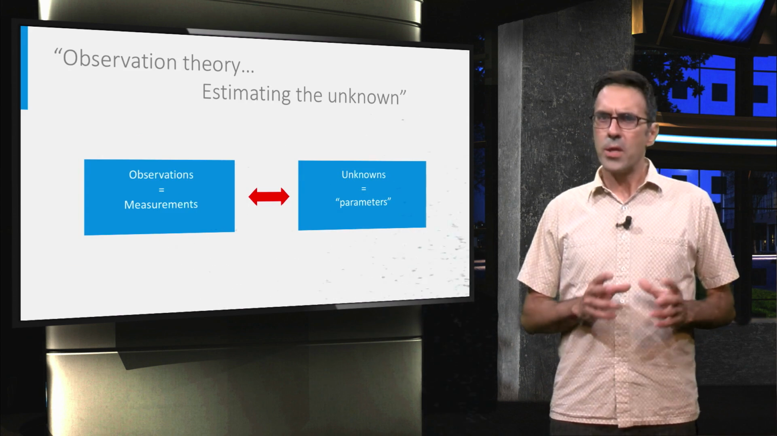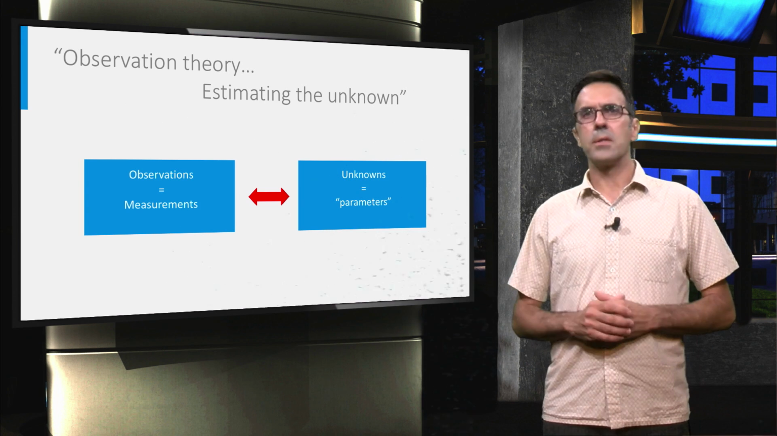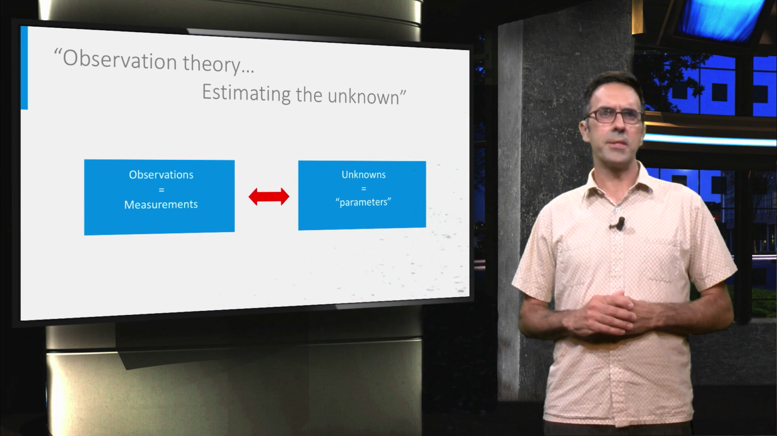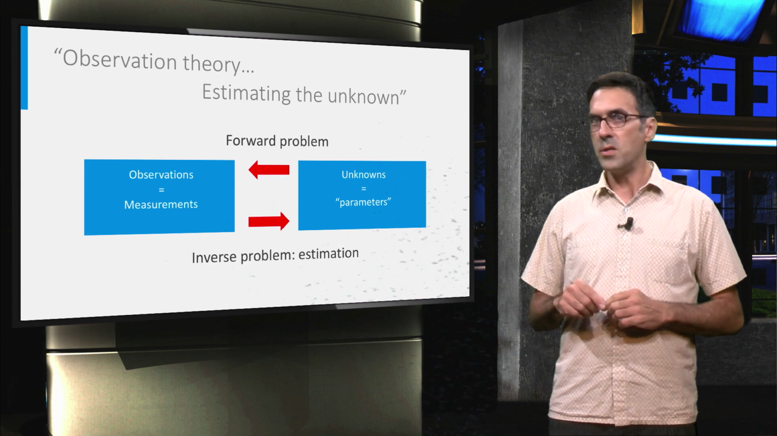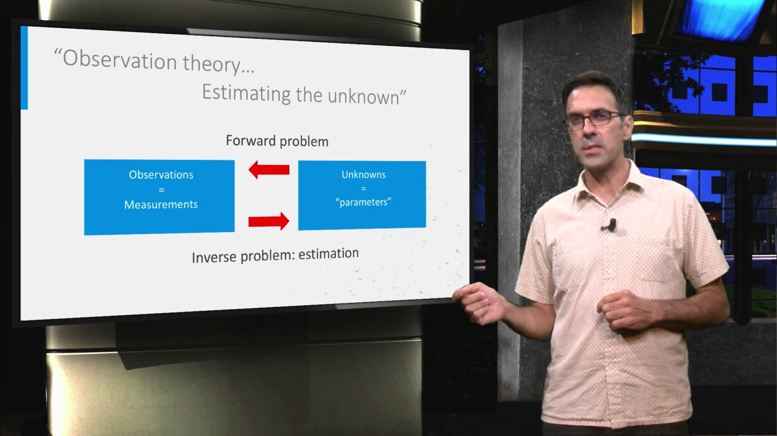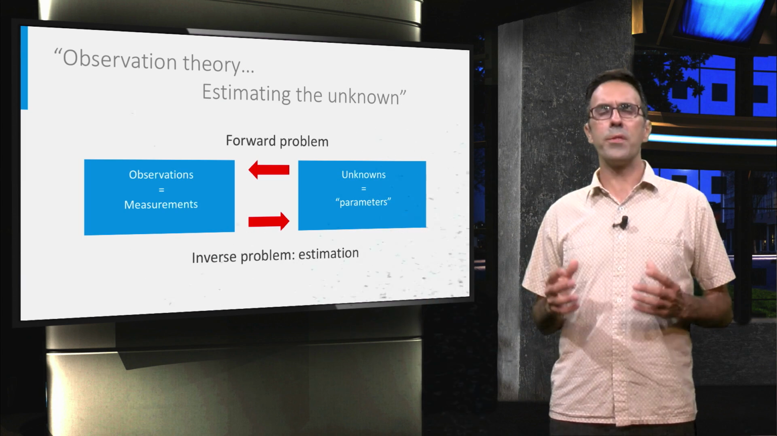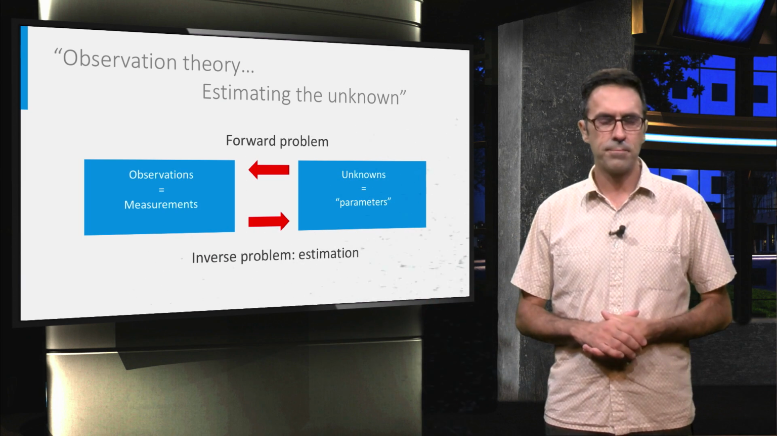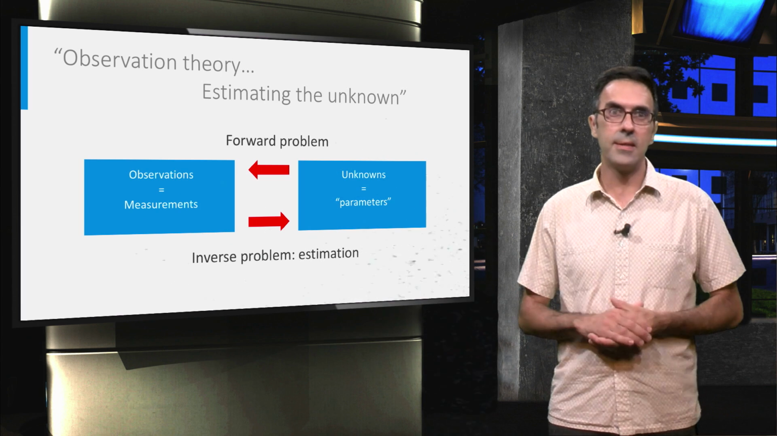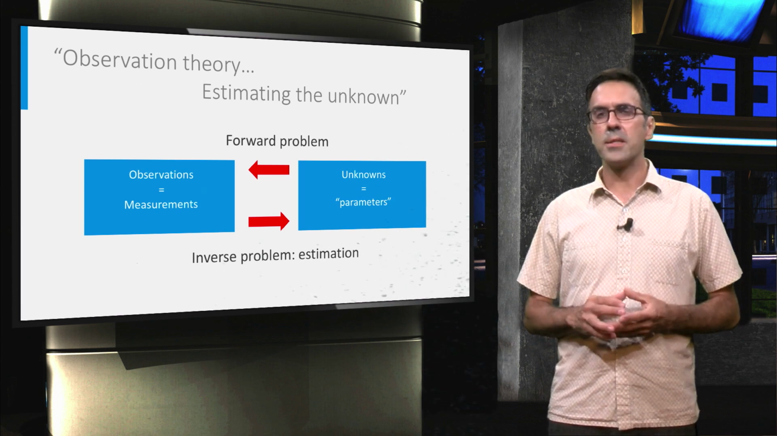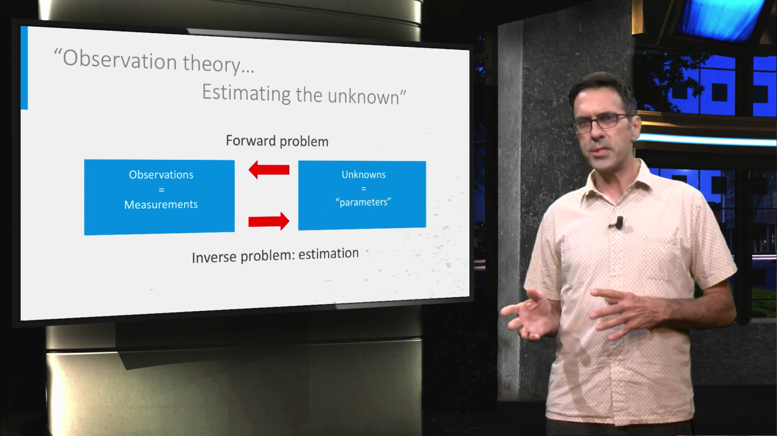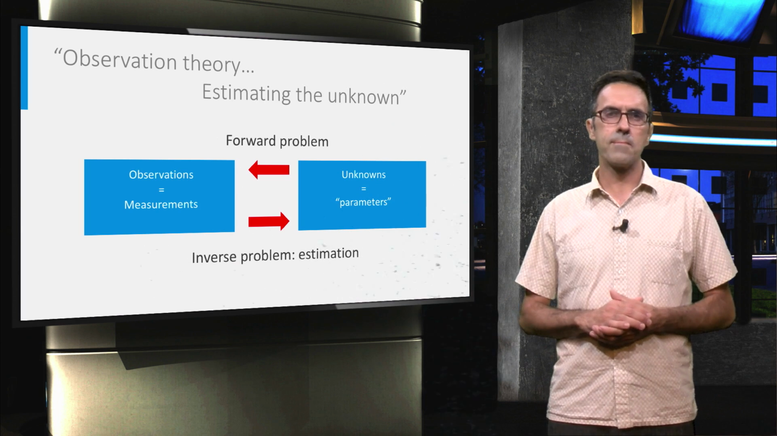The relation between the observations and the unknowns can actually be viewed in two directions. If we would already know the correct answer for the parameters, and we know how they are related to the observations, we call this the forward problem. In most cases, this is very easy. If we know what the answer is, we can find a set of observations that matches perfectly.